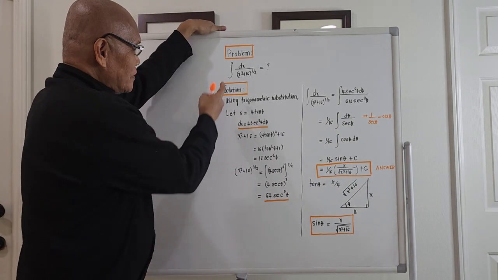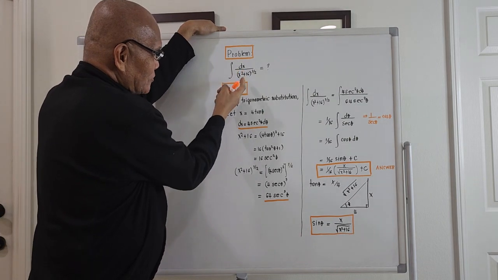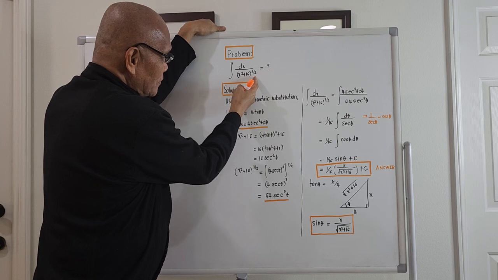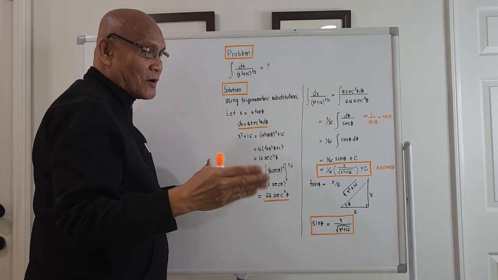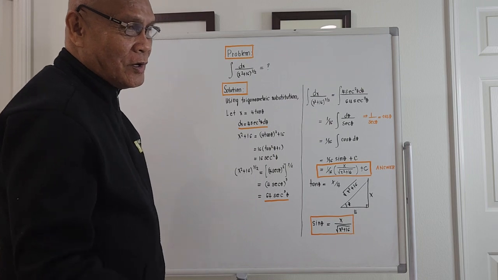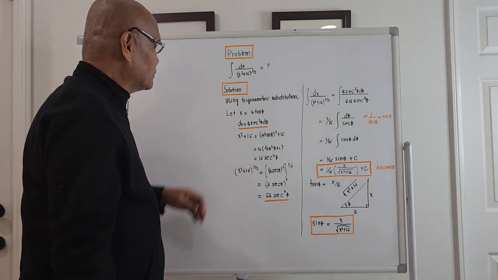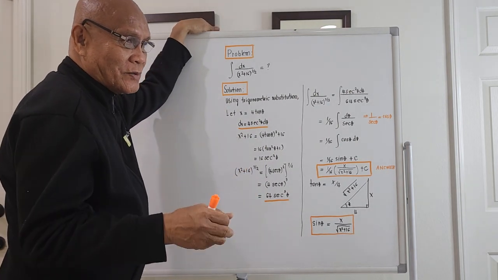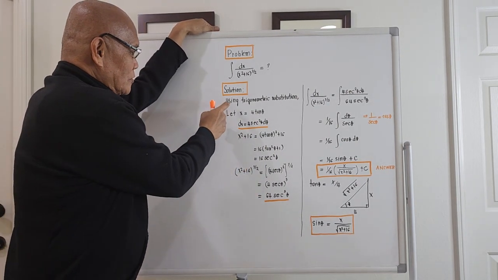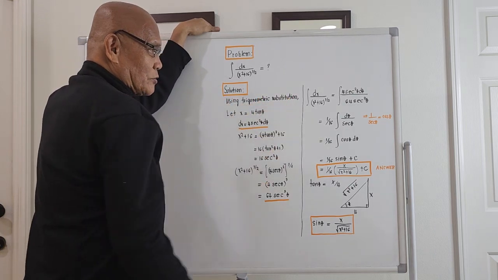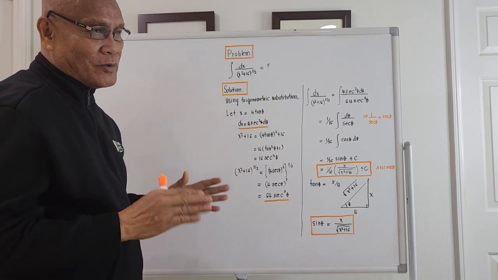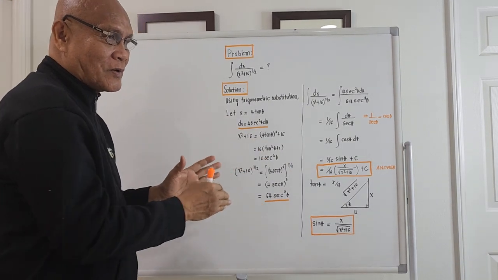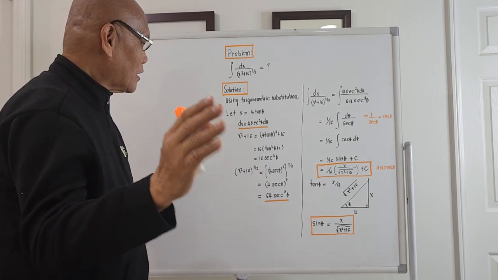The given problem is the integral of dx over the quantity x squared plus 16 raised to the 3 halves, and the problem is asking for the evaluation. Okay, let's proceed with the solution. The solution for this that I will be doing for this morning will be solution by using trigonometric substitution. That is, we will be using a trigonometric function as a substitution to the original problem to make it simpler.